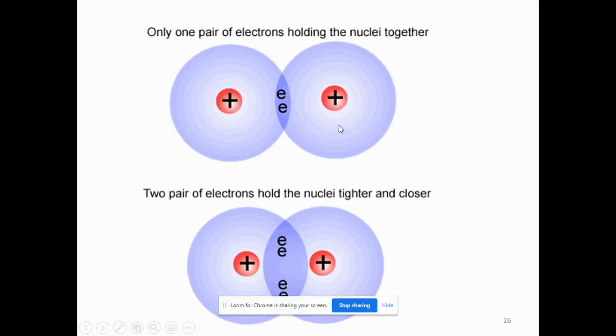All right, so you can have a single bond. You can also have a double bond. Well, they're sharing 2 pairs of electrons. All right, and as you can see, a double bond is stronger than a single bond because 2 pairs of electrons hold the nuclei of the 2 atoms tighter and closer together. All right, so double bonds are harder to break apart than single bonds.